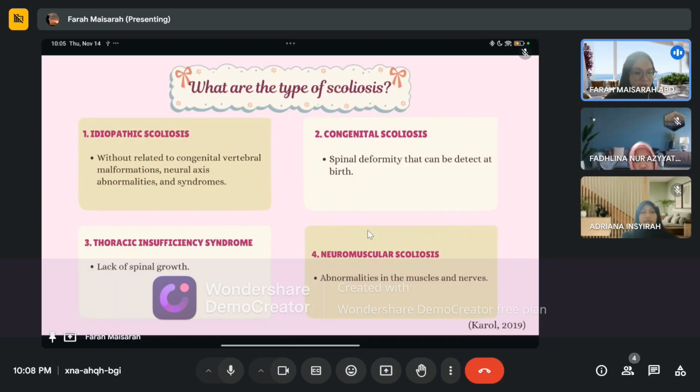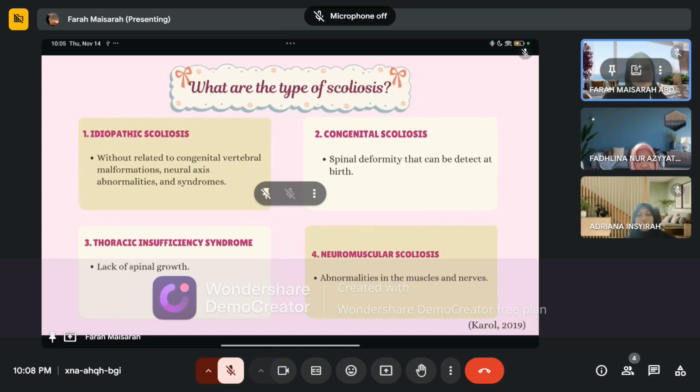Okay, so we continue with the types of scoliosis. Basically, scoliosis has four types. The first one is idiopathic scoliosis, which means it happens without any known reason. Next, congenital scoliosis. Okay, let me ask you first, what does congenital mean? Disease that is present at birth? Wow, you are very intelligent. Yes, which means this spinal abnormality is detected at birth.